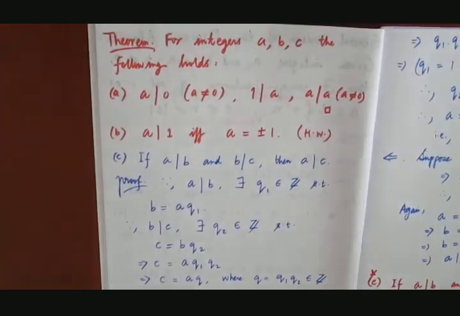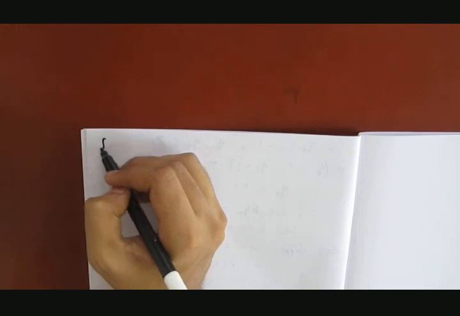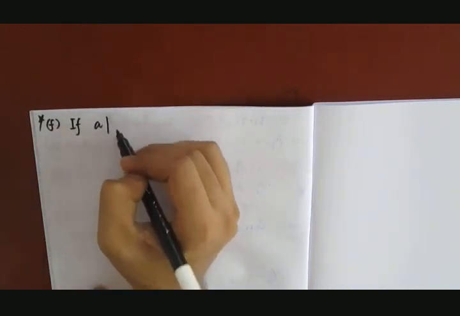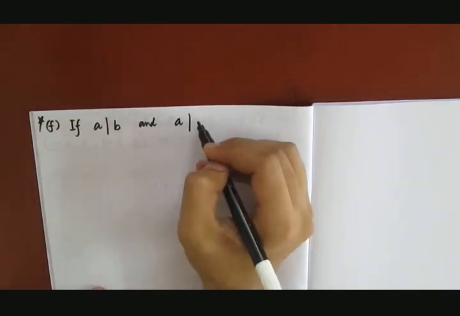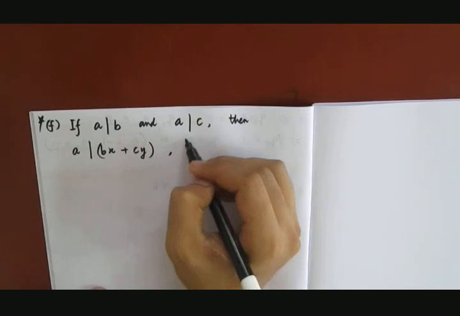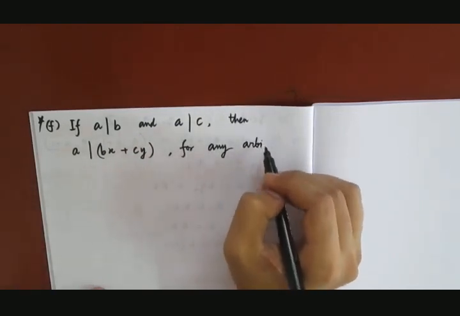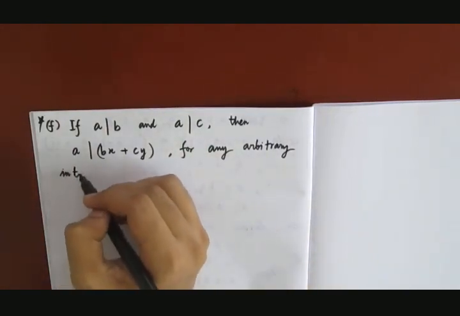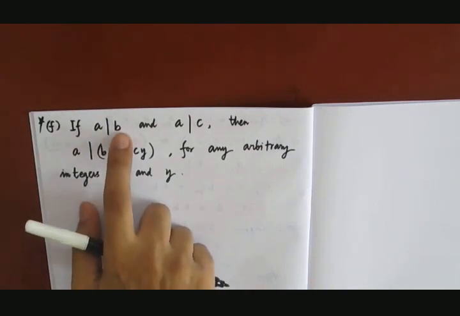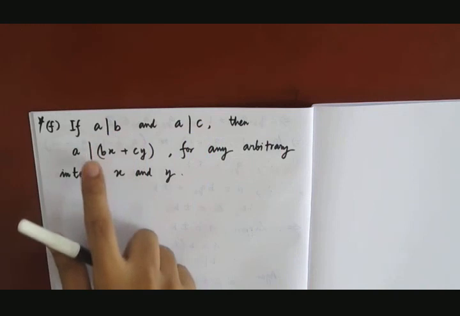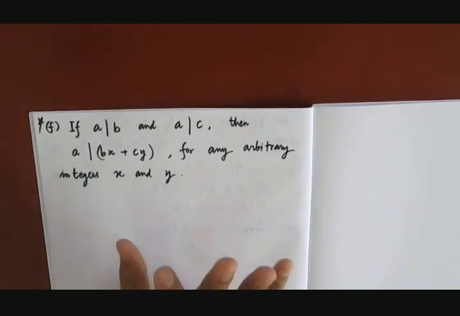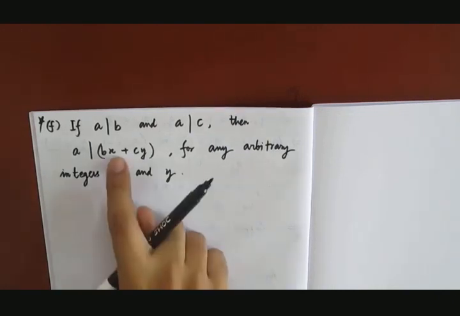Okay, now going to the last one of this theorem. Another very, very important one, which I'll be requiring later on while teaching you GCD. Now, if A divides B and A divides C, then A divides Bx plus Cy for any arbitrary integers x and y. So if A divides B and A divides C, then A divides all the linear combinations of B and C. And by linear combination here, I mean that x and y should be integers. We are only dealing with the integers here. So if I use the term linear combination, you assume that x and y must be integers.